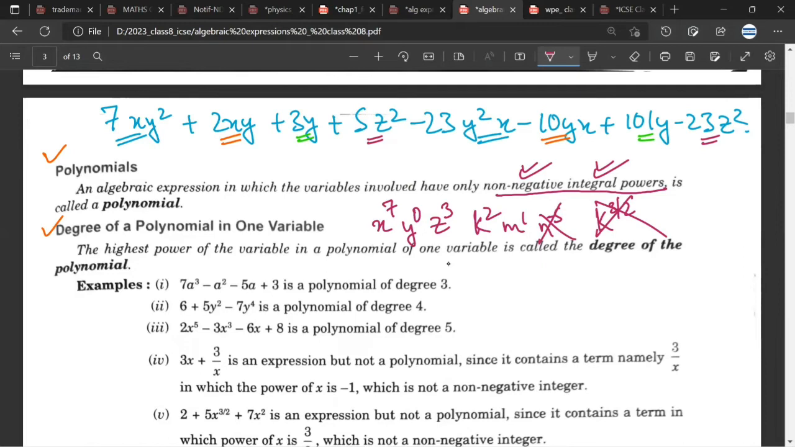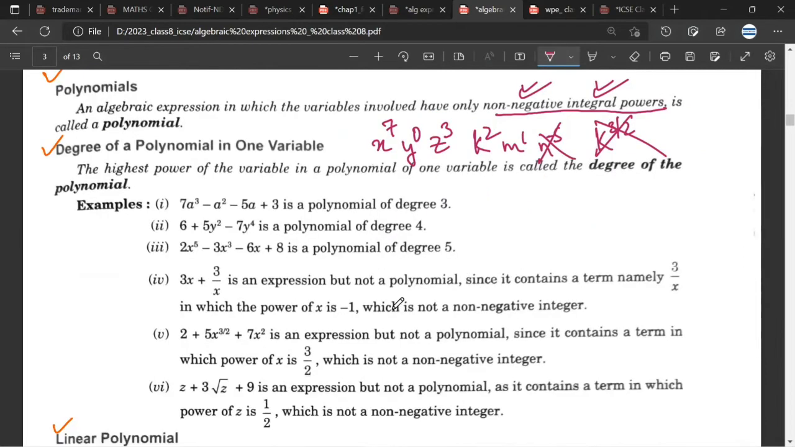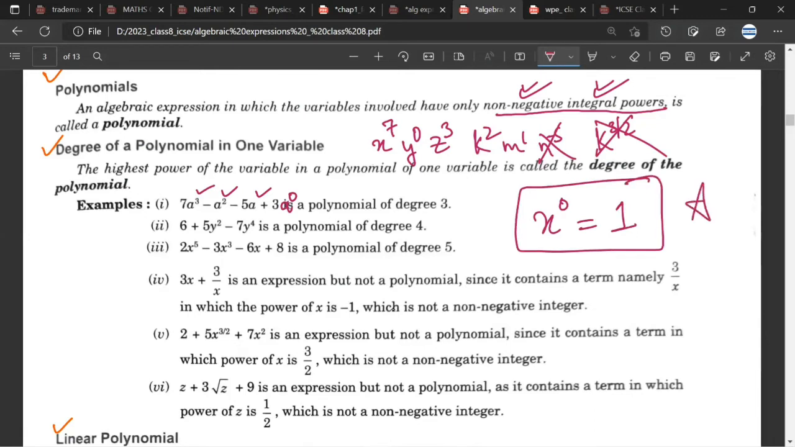Now let us take a few examples so that you understand this well. If you see, this is 3, 2, 1, and here there is an invisible a raised to power 0. Have you understood this? Anything raised to power 0 is 1. Always remember this. A variable raised to the power 0 is 1. We'll be doing indices, and there we'll discuss this in detail, don't worry. But right now, for our purposes.